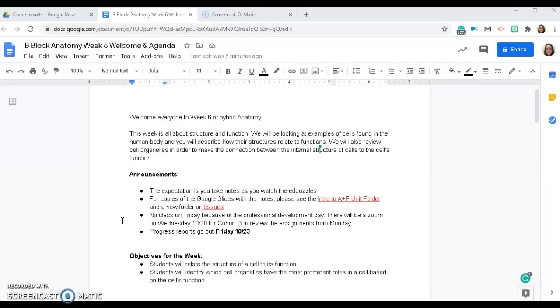This week is going to be all about cell structure and function. We're going to be transitioning from our intro to anatomy stuff into more of the cellular stuff, and we'll be starting our histology unit.